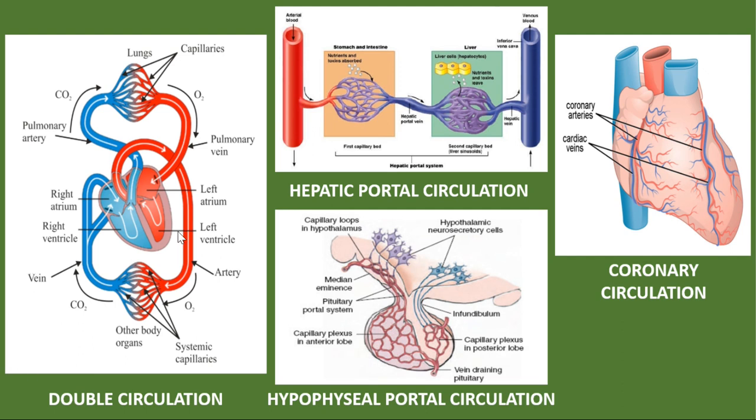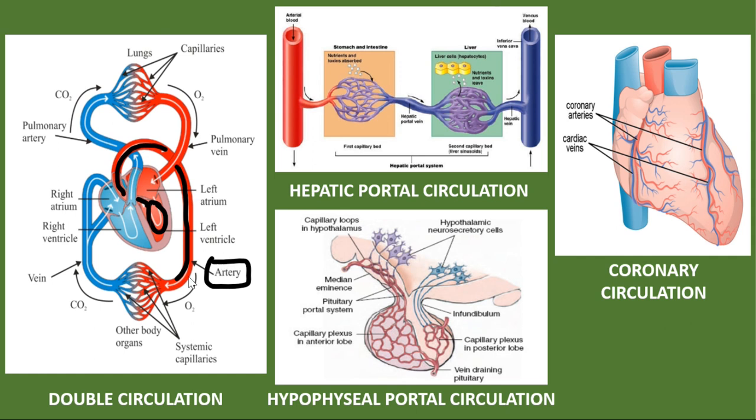Number 2, systemic circulation. Left ventricle, this is the left ventricle, ejects oxygenated blood into the aortic arch or the aorta. So oxygenated blood from the left ventricle through the aortic arch gives off arteries to all the organs of the body except lungs.